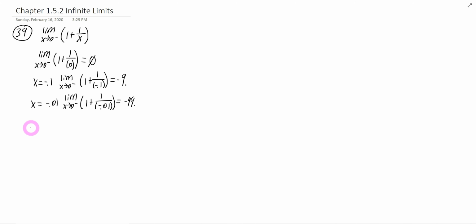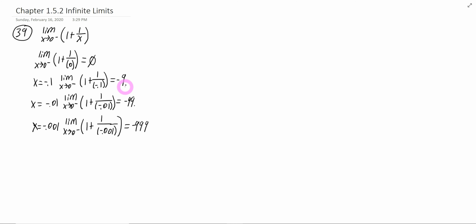So this time we're going to go with x equals negative 0.001. So we're going to get the limit as x goes to 0 to the left, like this, of (1 plus 1 over negative 0.001). I'll expand that fraction bar. Close the parentheses. And this right here is equal to negative 999. So there we go.